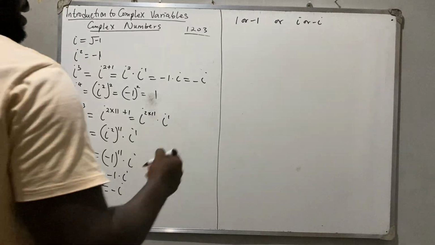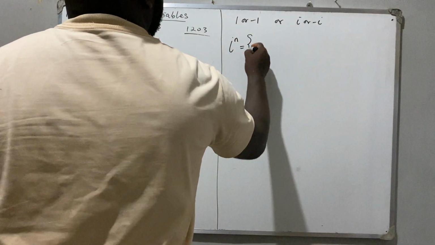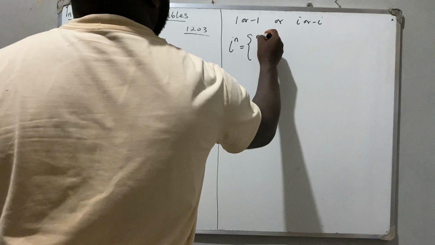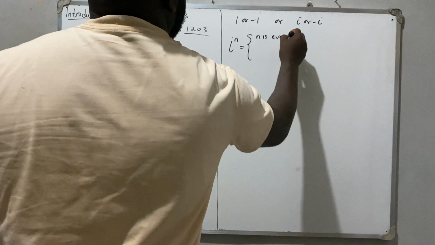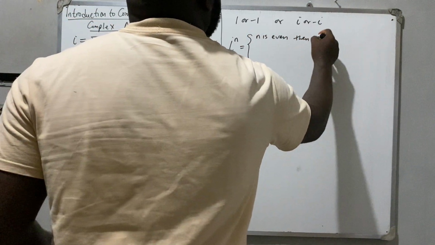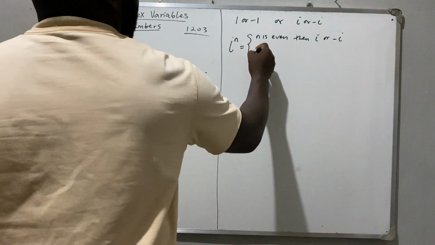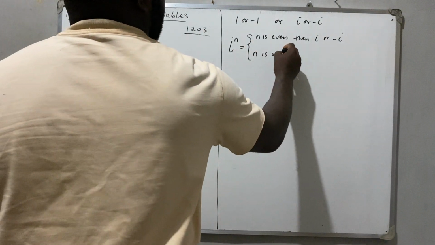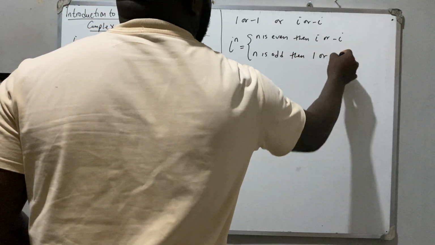Okay? So note that whenever I have i raised to power n, and n is even, the only thing we can get is 1 or minus 1. Okay? So you notice that if n is odd, then the only thing you get is i or minus i.